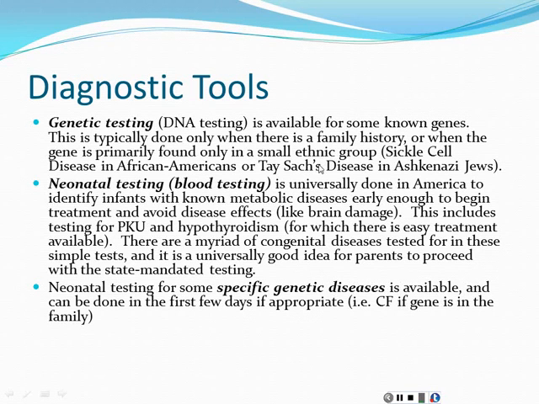So like sickle cell disease, Tay-Sachs disease, which we're not going to talk about, but it's found in certain sects of Jews. Cystic fibrosis is another one that tends to run in families. So genetic testing. And then neonatal testing.